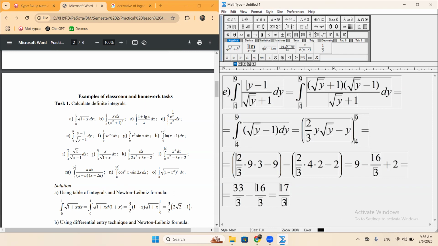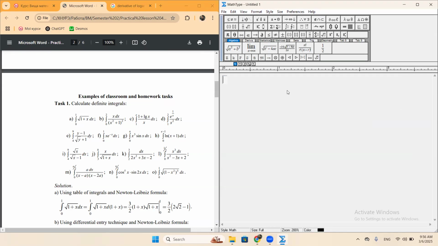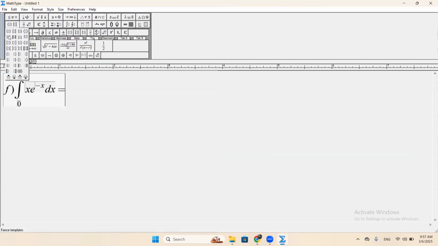Okay. So if no questions, let's move next. So we have the following integral. So exercise F, integral from 0 to 1 x multiplied by e in power of minus x dx. So now we integrate by parts. So, time for integration by parts.